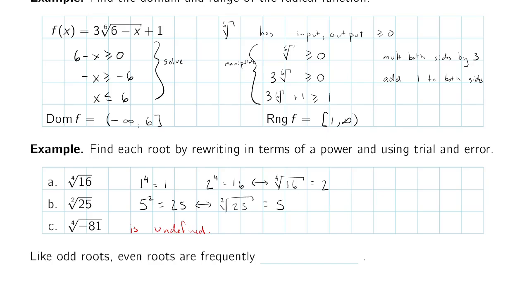On the other hand, just like with the odd roots, even roots are frequently irrational numbers as well. At which point we have exactly the same options that we did with the odd roots: leave it alone, decimal approximation on the calculator, rough approximation by hand, or simplify it, which we'll talk about later.